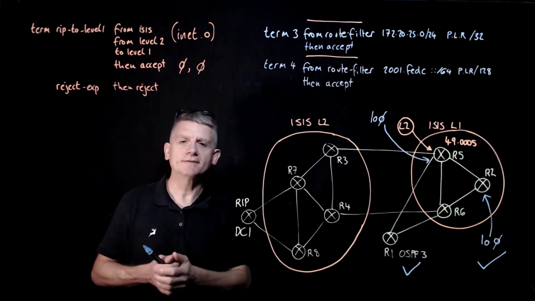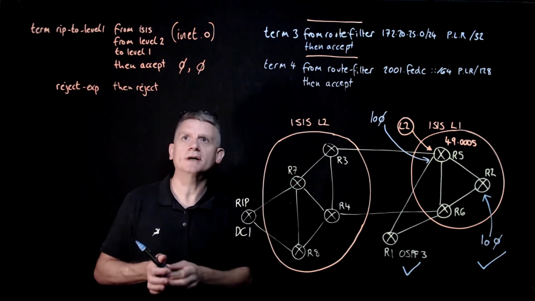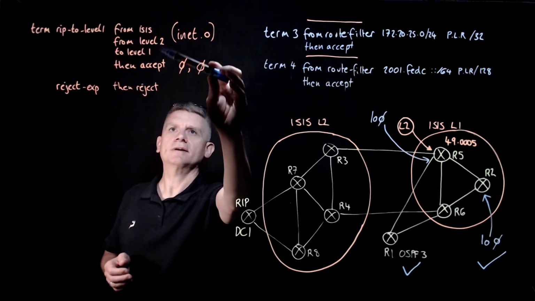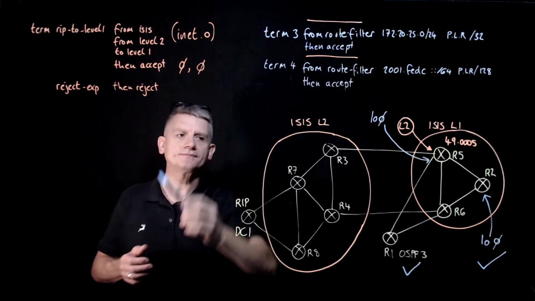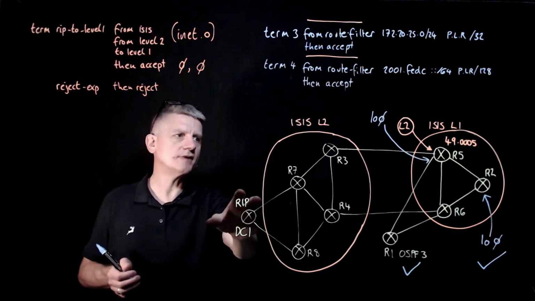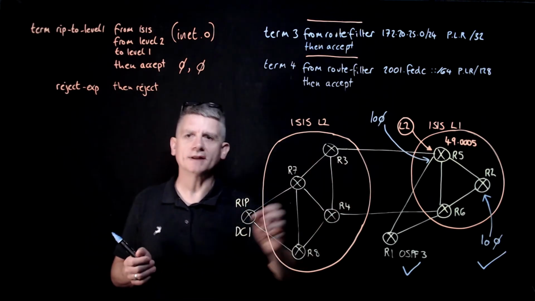So by default, level 2 will not push routes into level 1. So we've configured this here from ISIS from level 2 to level 1. And that will move these routes into the level 1.